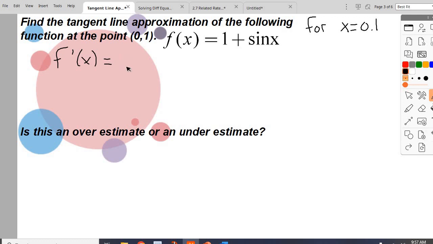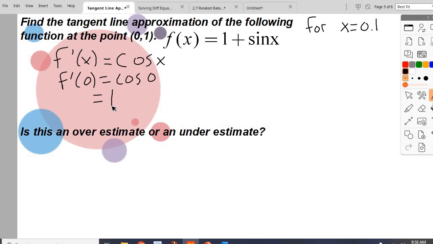So, positive cosine x. Our a value again, remember, is the x value that we're using to approximate. So, what point do they want us to use? 0, 1. So, my x value here, or my a value, is 0. What is cosine of 0? 1. Okay, so again, our L of x.